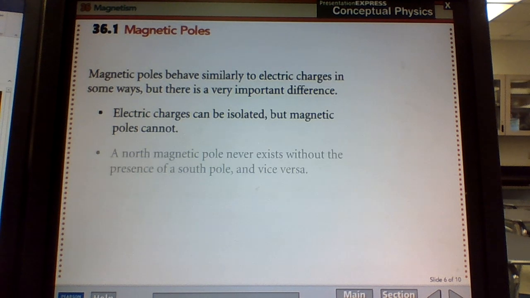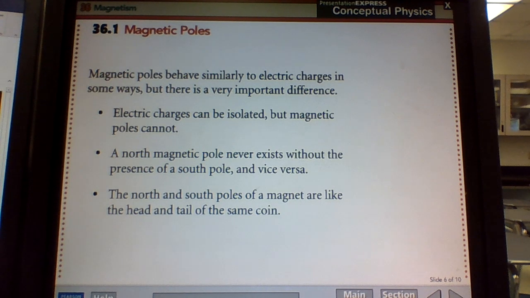Now, magnetic poles behave similarly to electric charges in some ways, but there are definitely some differences. Electric charges can be isolated. We can pull an electron or proton away. We can't do that with a magnet. A magnet always has to have one end of it be north and one end of it be south.